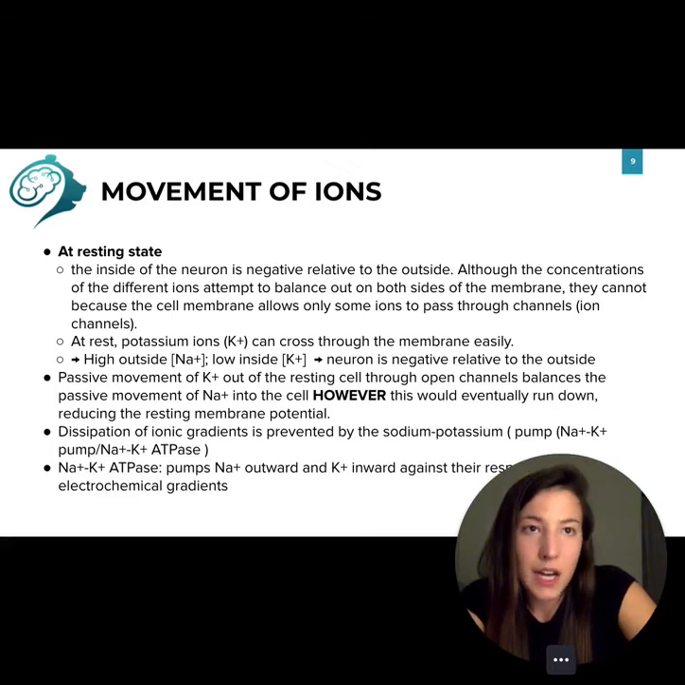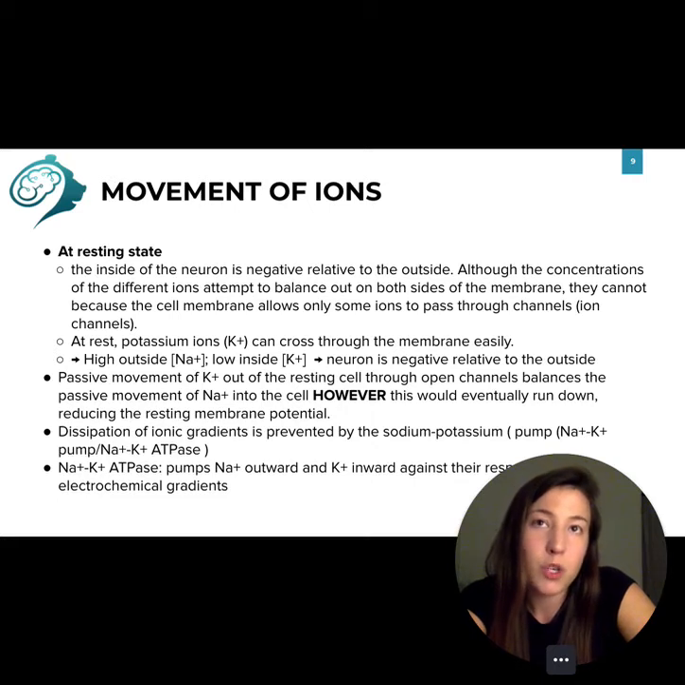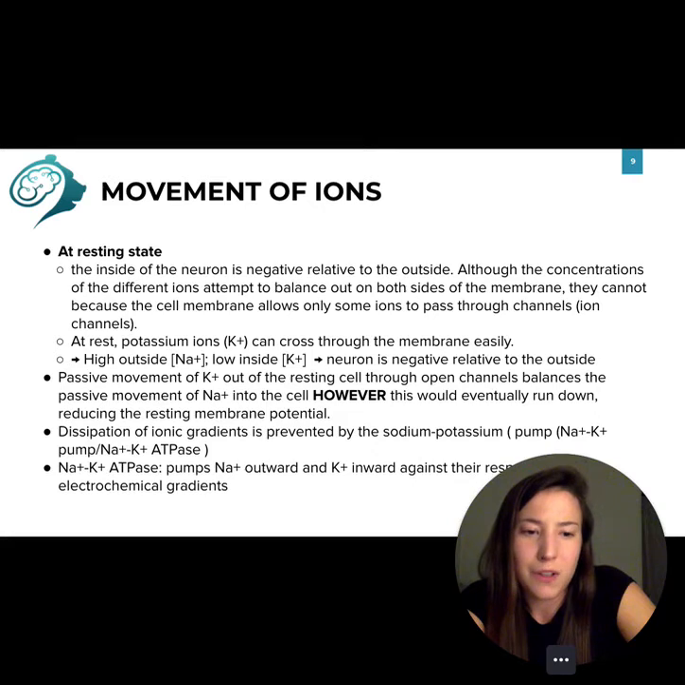This would technically eventually run down and the membrane potential would be gone, but we have something called the sodium-potassium pump, and it basically pushes ions in the direction that they don't want to go. And we'll talk more about what this means in a future lesson, but the sodium-potassium pump is largely responsible for maintaining the resting membrane potential.